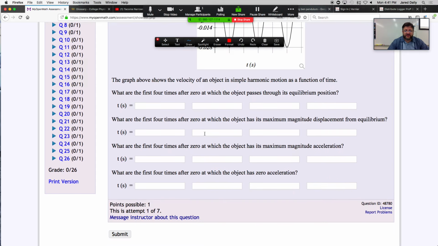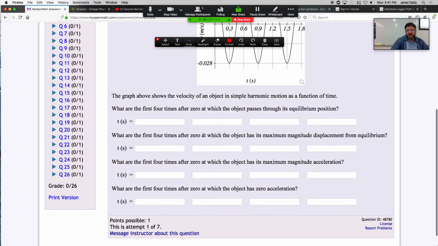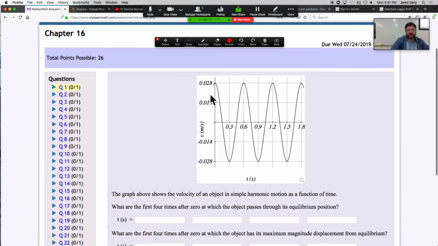What are the first four times after zero which the object has its maximum magnitude displacement from equilibrium? Here's a maximum at zero, but they want to know after zero. So this one, this one, this one, and you'll have to guess on the next one. So on and so forth.